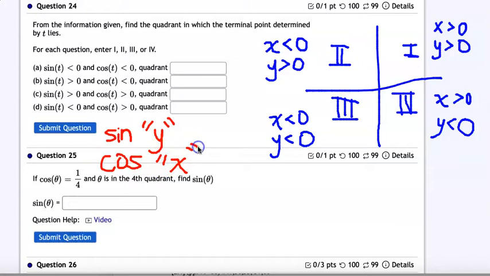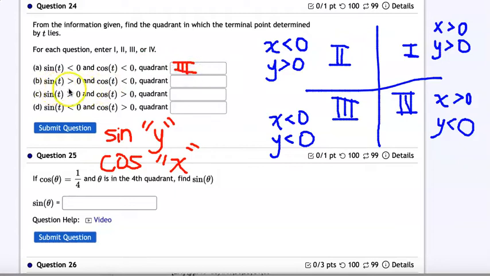Okay? So here, we're looking for where sine is negative, or where y is negative. So that leaves us with quadrants 3 and 4. And then cosine is also negative, which means that x is also negative. So that narrows it down to quadrant 3.